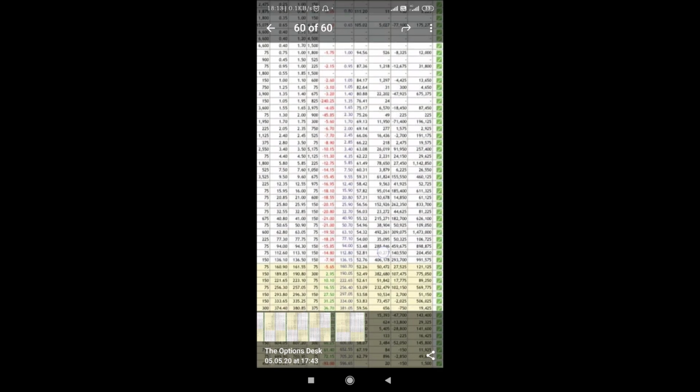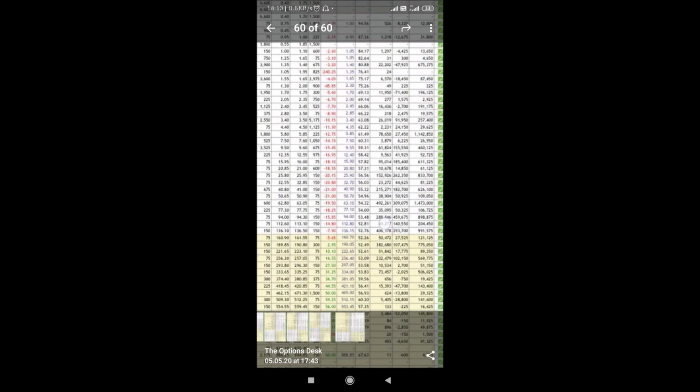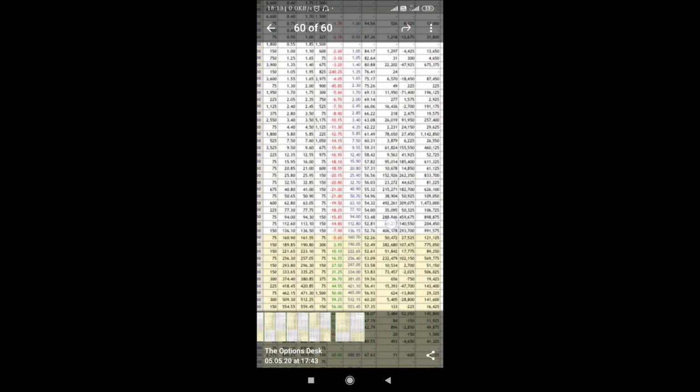So the put writing has been reduced, and the sellers might be expecting that the market can go much lower. So call writing was increased at the 10,000 level, and further, at the 9,400 level, there was also a call writing increase of 20,000. So the sellers can expect the market to go down.